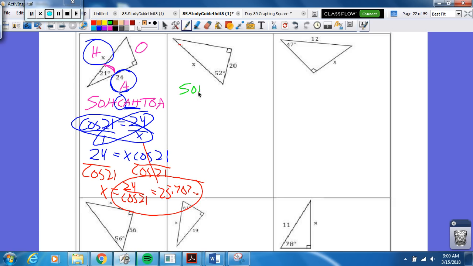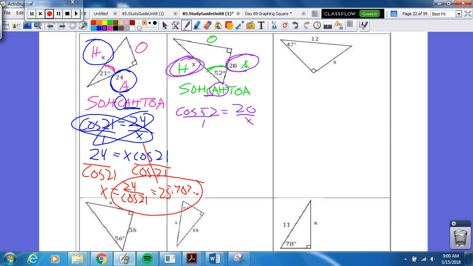So SOHCAHTOA, first thing I write, SOHCAHTOA. So here is the acute angle, hypotenuse here, opposite here, adjacent here. I have my adjacent and my hypotenuse, so I'm going to use cosine. Cosine's a popular thing with these problems. So cosine of 52 equals adjacent, which is 20, over hypotenuse, which is x.